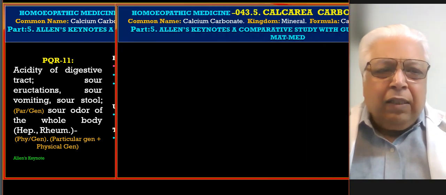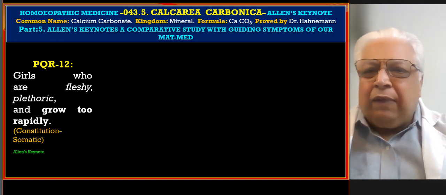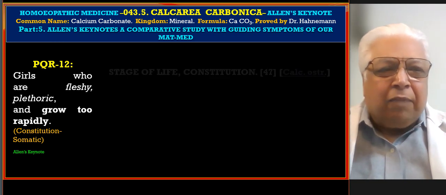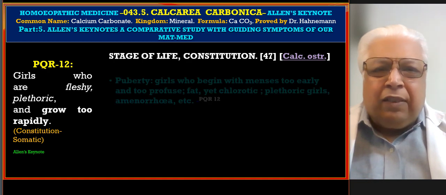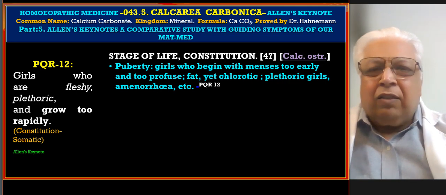So let us go to the next, and the next is the PQR 12. Girls who are fleshy, plethoric and grow too rapidly. This is a constitutional type. Stage of life and constitution, chapter 47 tells us something about the rubric here, or the symptom here is represented in the second grade.